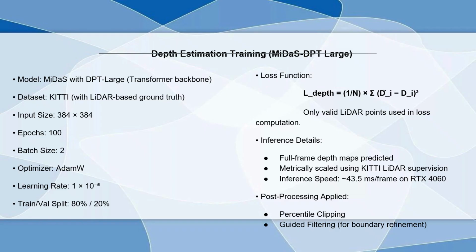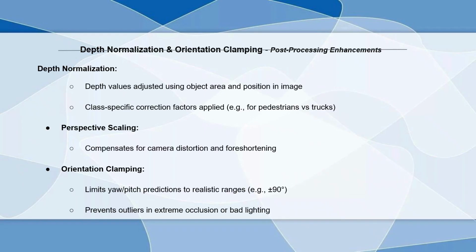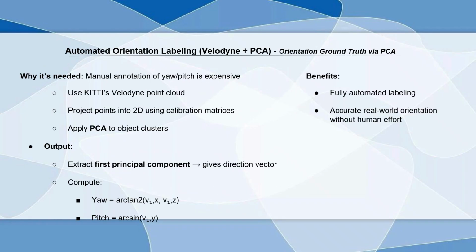For inference details, full-frame depth maps are predicted, metrically scaled, using KITTI LiDAR supervision. The inference speed is 43.5 ms per frame on an RTX 4060. Post-processing applied is percentile clipping and guided filtering. Why do we use guided filtering? Because the depth estimation model gives a relative depth, not absolute depth. For boundary refinement, we use guided filtering. So here is what I have done so far.